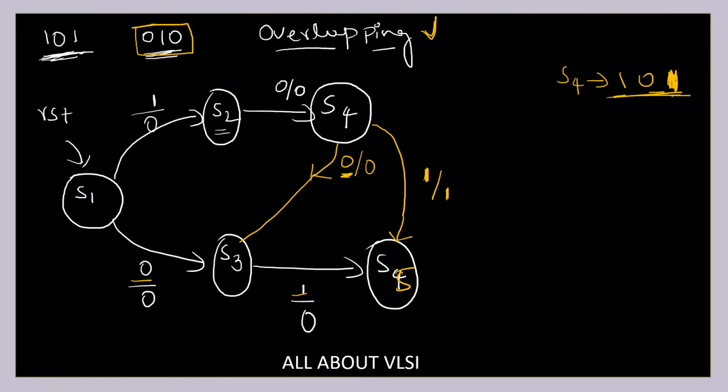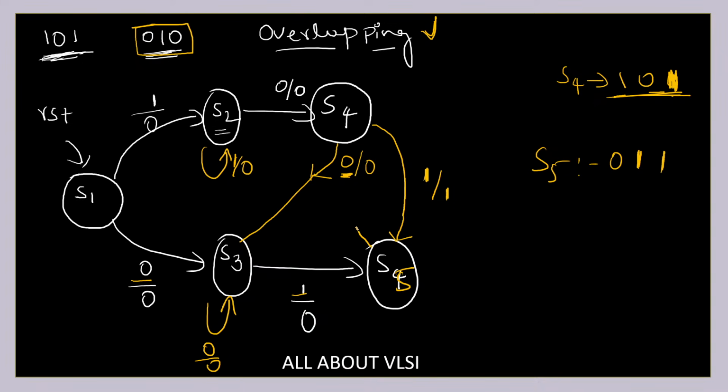Now, I've covered everything. And over here, if I got 1, I'm going to stay in the same state. I've covered the upper portion. Now coming to the lower portion. If I got 0, I'm going to stay over here only. Now, in the S5 state, I've got 0, 1. And let's say if I get 1, where should I go? What should be my next state?